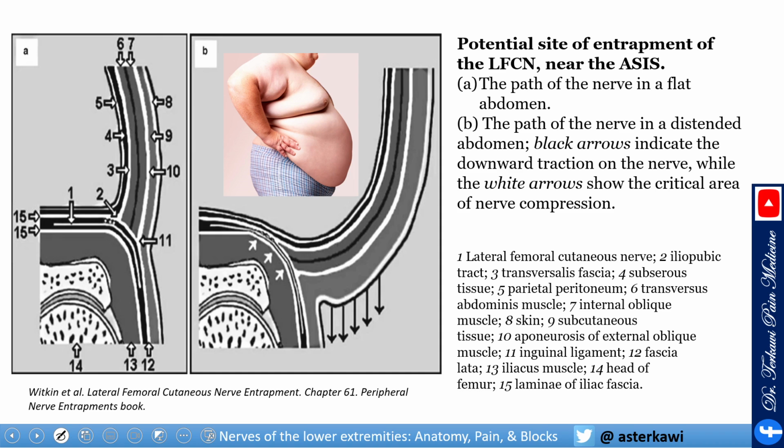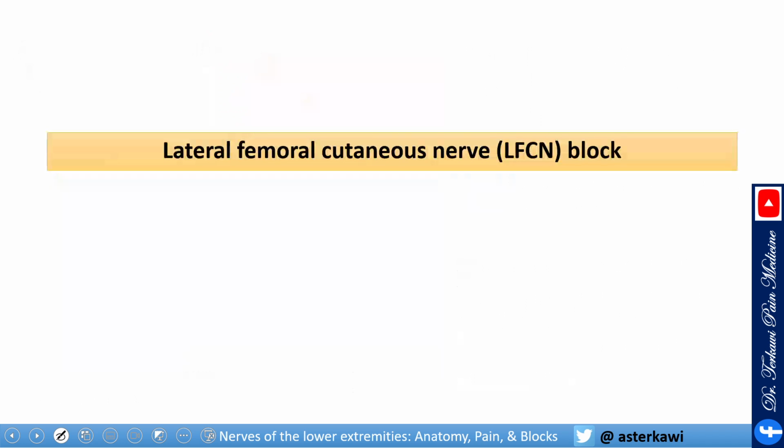Now here, this illustration shows you the potential site of entrapment of the nerve. And of course, the most common site is where the path of the nerve gets interrupted. So that's a flat abdomen, right? No issues. You see the nerve going here, and then here you see a classic morbidly obese patient with the nerve distended in the abdomen. So you see how the nerve gets stretched here and irritated. So this is the most common entrapment site. However, there are others, as you see, up to 15 potential entrapment sites, mostly in that area at different structures.